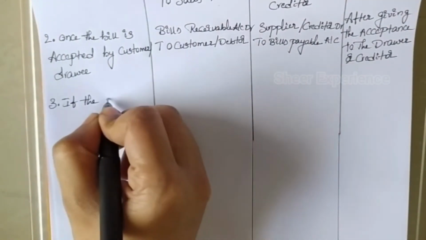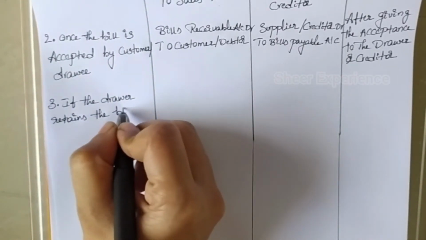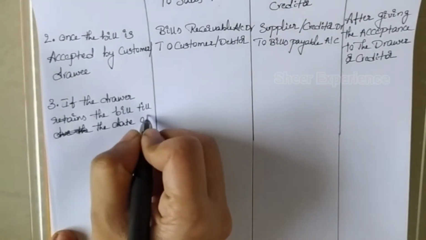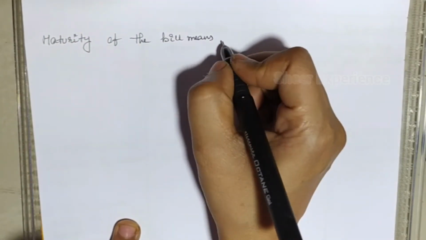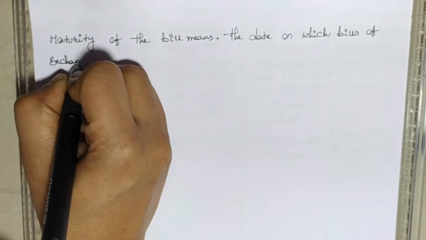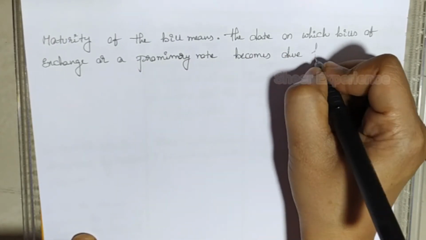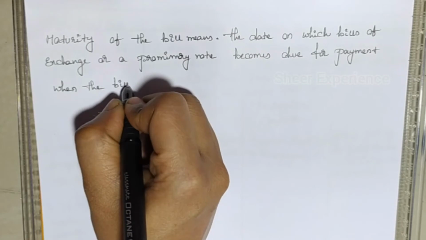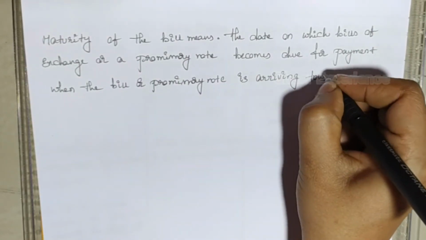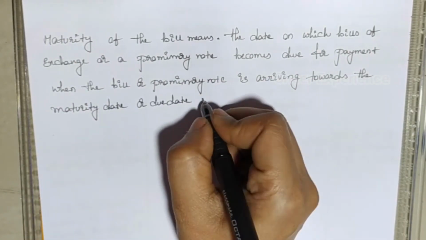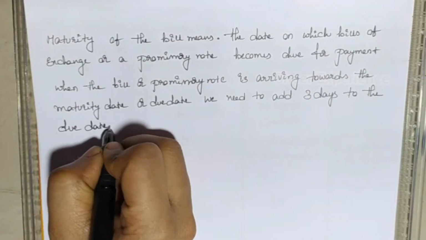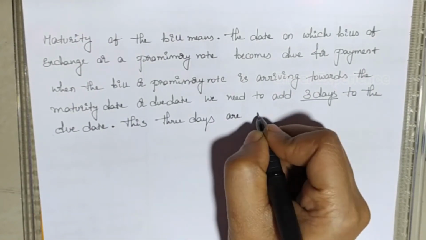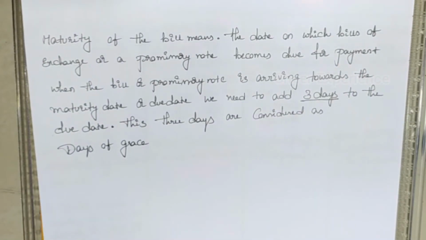Our third situation is if the drawer retains the bill till the date of maturity. Now what is date of maturity? Maturity of the bill means the date on which bills of exchange or a promissory note becomes due for payment. When the bill or promissory note is arriving towards the maturity date or due date, we need to add 3 days to the due date. These 3 days are considered as days of grace.